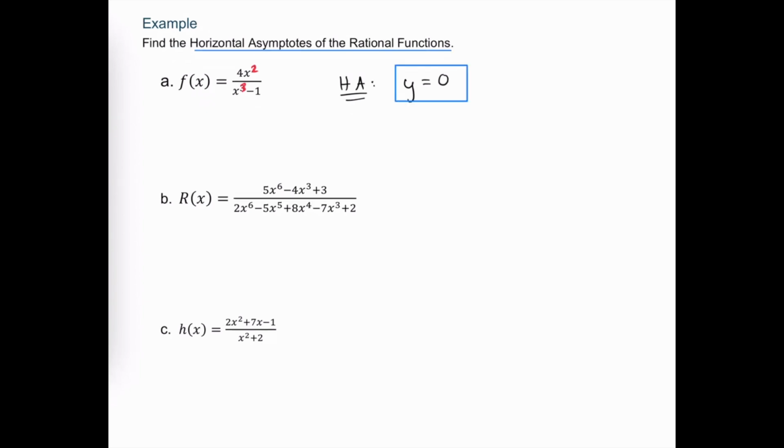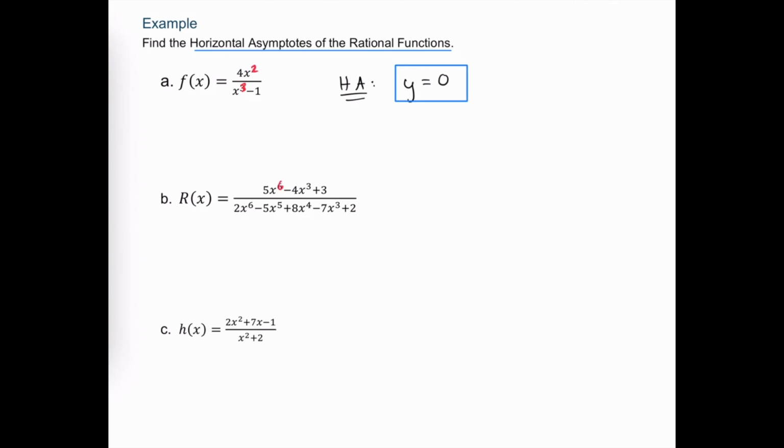Let's look at 3 quick examples here. We're asked to find the horizontal asymptote for these rational functions. In part A, we see that we have the case where the degree of the top is less than the degree of the bottom. When the degree of the top is less than the degree of the bottom, the horizontal asymptote is always going to be y is equal to 0. No computation necessary.